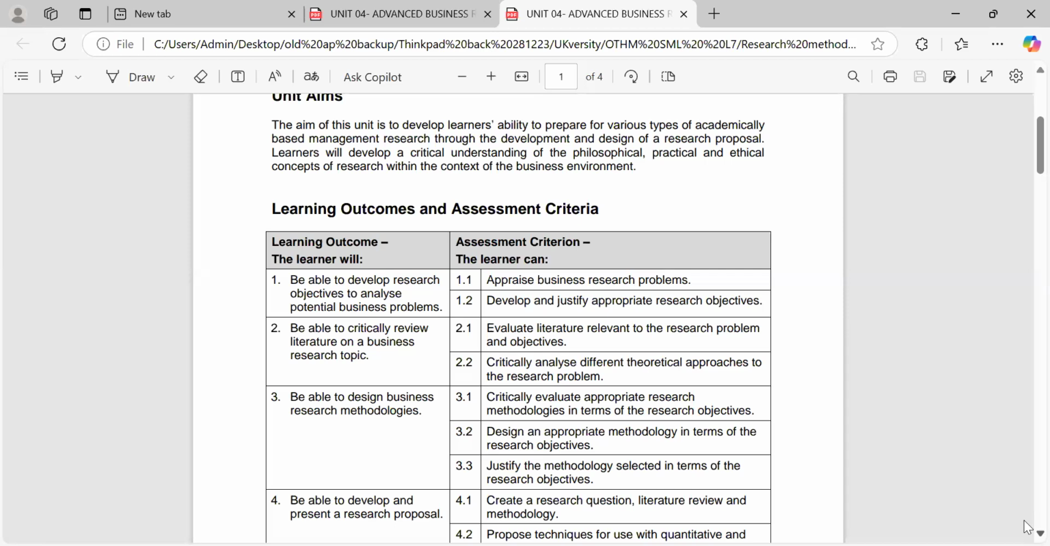The number of problems can include the role of artificial intelligence within management. That can be a topic, to appraise the business research problem we have, and to develop and justify an appropriate research objective. That's what we'll discuss in today's lesson.